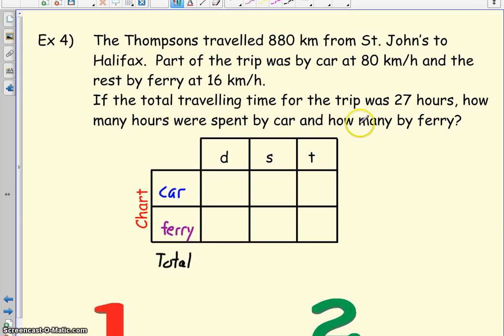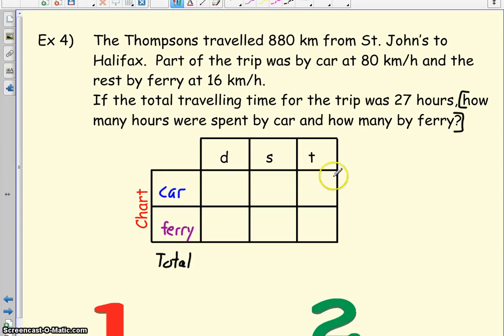So once this is all set up, I'm going to define my variables and start filling in some information. For starters, in terms of my variables, I'm being asked for how many hours were spent by car and how many hours are spent by ferry. So I'm looking for the time spent by car and time spent by ferry. I'm going to let those be my variables.